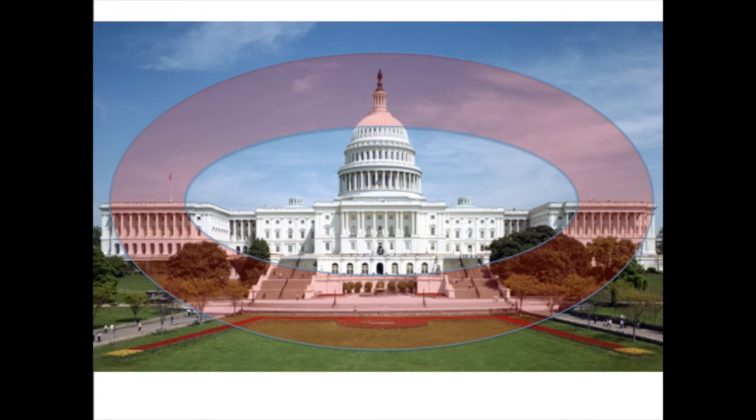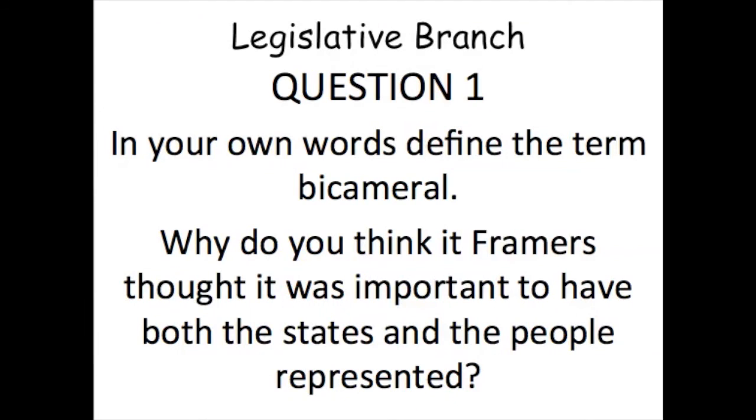Thinking upon what we talked about last year with the constitutional debates and with our discussion on the term bicameral, meaning 2 chambers, I'd like for you now to do question 1. In your own words, define the word bicameral, especially in relation to the U.S. Congress. And secondly, I want you to think of why the framers thought it was important to have both the states and the people represented within one Congress. You can think upon our discussion on the constitutional debates from last year, or take some speculation on your own.